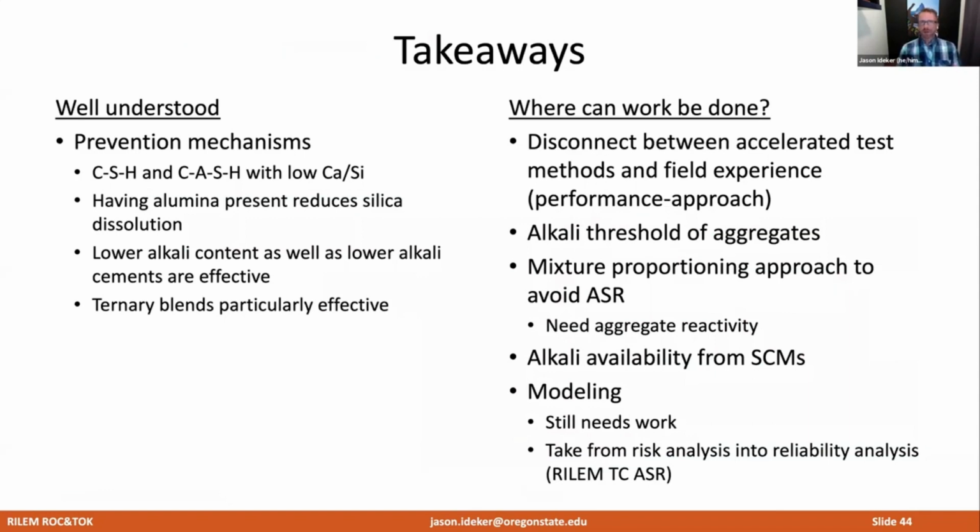So some of the takeaways are that we have some areas that are really well understood. Especially on the prevention mechanism side, we know C-S-H and C-A-S-H with a low calcium to silica ratio generally work the best for preventing ASR, and we know we can get that with supplementary cementitious materials, especially ternary blends. We know having alumina present reduces silica dissolution. We know that having a lower alkali content as well as using lower alkali cements are particularly effective. And as I mentioned before, we know ternary blends tend to be quite effective.